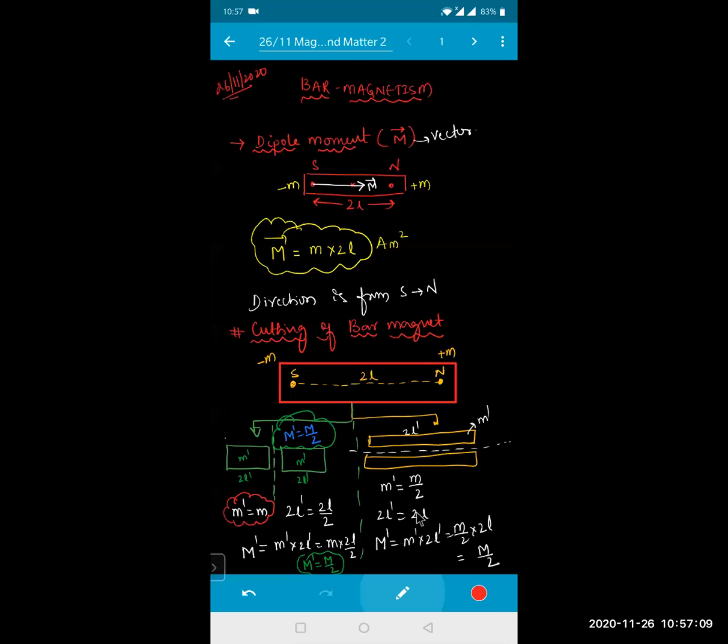Is that point clear? అర్థమైంది ఇది అందరికి? అర్థమైందా?